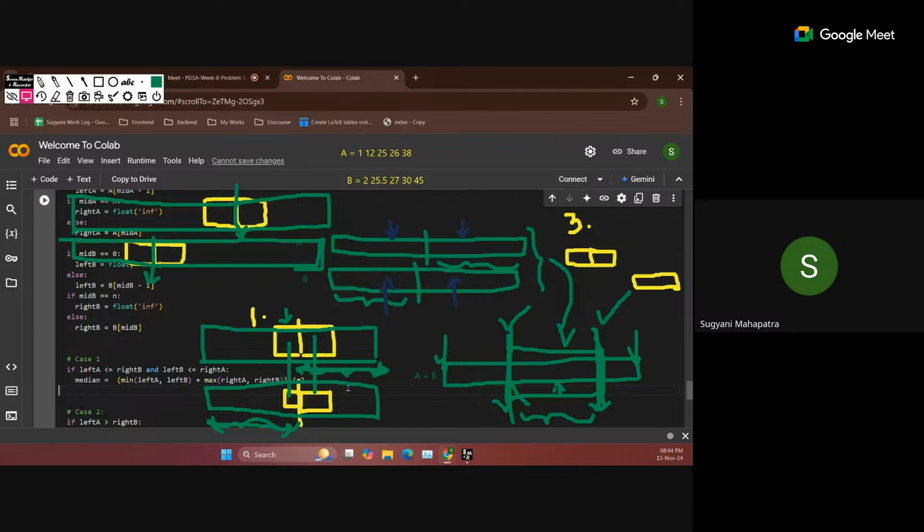This is the first case scenario. The second case scenario is when the left of A is greater than right of B. In this scenario, where exactly will the middle lie?